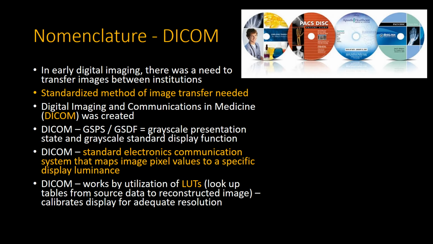DICOM uses this grayscale presentation state and grayscale standard display function, where basically it's a standard electronic communication system that maps individual image pixel values to a standard display luminance. It does this by using these things called LUTs, or lookup tables, which are just source data reconstructed to an image. So every individual pixel gets assigned a specific grayscale luminance, then all that is calibrated and displayed for an adequate resolution.